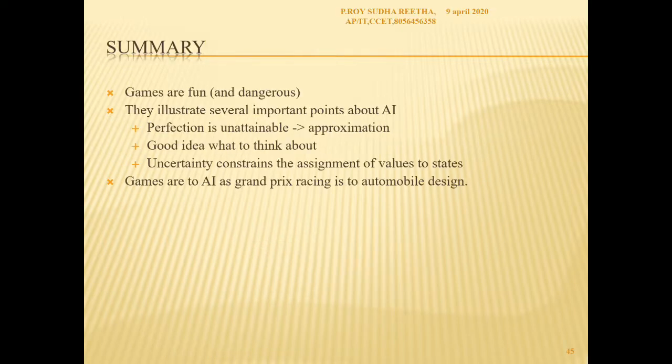Out of all, the summary of game playing is that games are fun, but they are dangerous too, and this is illustrated through important points using AI. Perfection is unattainable in many cases. It's only an approximate result we can get through this, and it is a good idea to think about it. Uncertainty constrains the assignment of values to various states, and games are to artificial intelligence as grand prix racing is to automobile design.